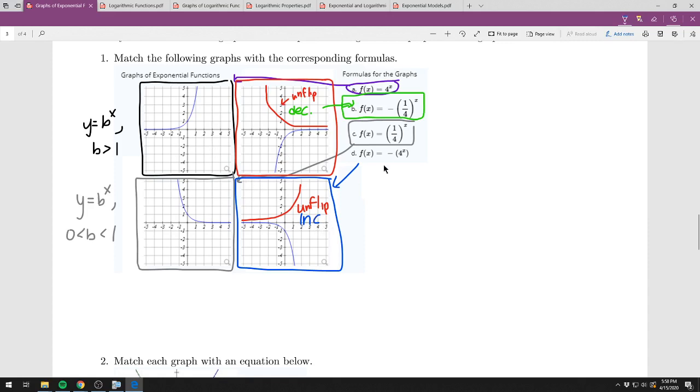And our increasing graph has a base bigger than 1. I do encourage you, when you do this, to actually try to do it by hand and think about it. You have unlimited attempts on the homework. It's a good way to remind yourself of some graph transformations as well.